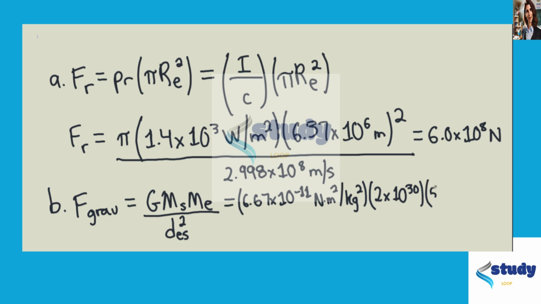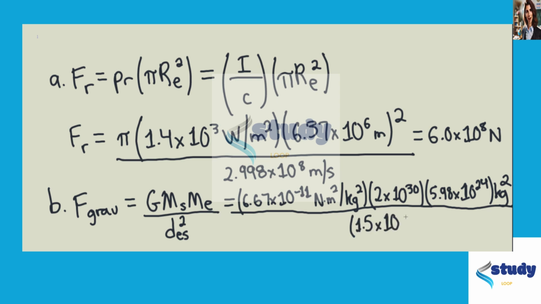times 5.98 times 10 to the 24th. And then this would have units of kilograms. So the units here would be kilograms squared. And then this would be all divided by the distance between the center of the Earth and the center of the sun. So 1.5 times 10 to the 11th meters, quantity squared.